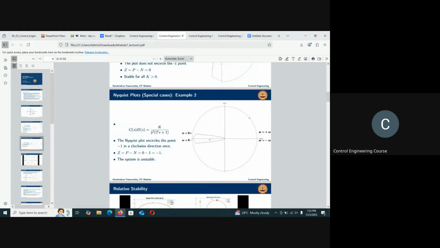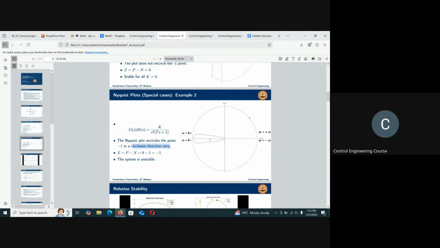Again, this is another example. There are two poles at the origin and one pole somewhere at the left. So this is the polar plot, and the mirror image is the Nyquist plot. You get two encirclements here, so Z is equal to minus one. So this is unstable because the Nyquist plot encircles minus one in the clockwise direction only once.